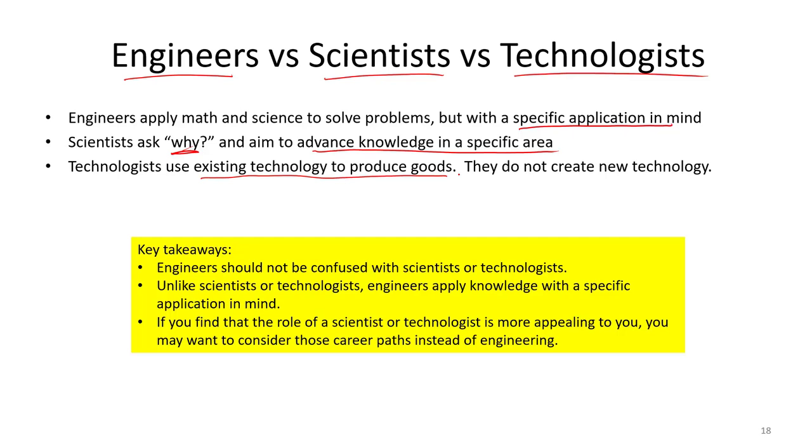So, key takeaway here, please make sure you know the difference between engineers, scientists, and technologists. And make sure you know what you're signing up for if you're pursuing an engineering degree. It's not to say that engineers or scientists or technologists are better than the other. They're all different paths. And so you want to make sure you choose the path that is most interesting and appealing to you.